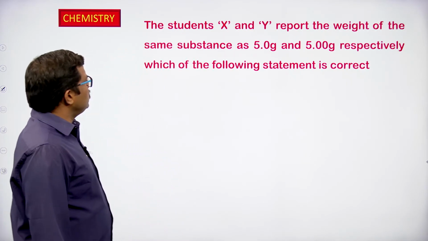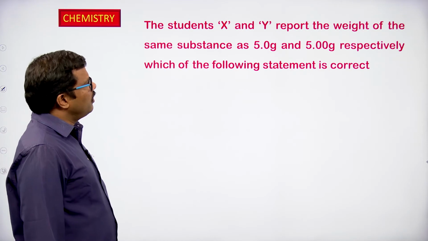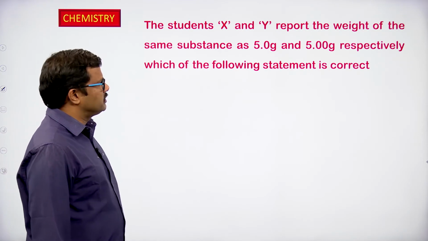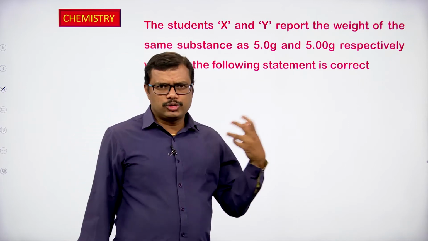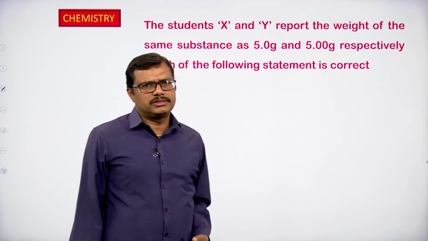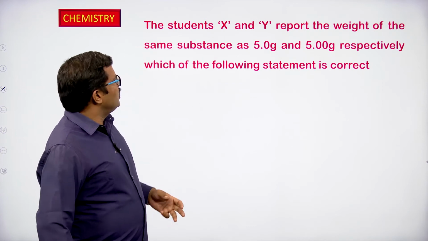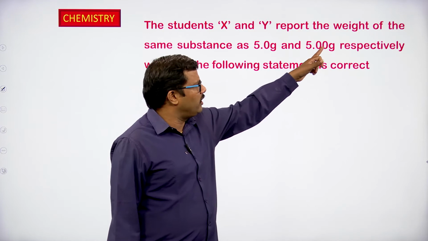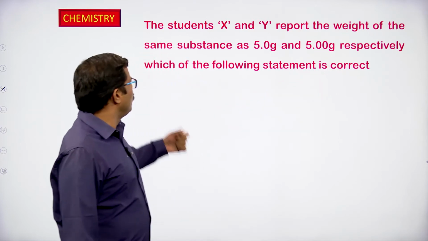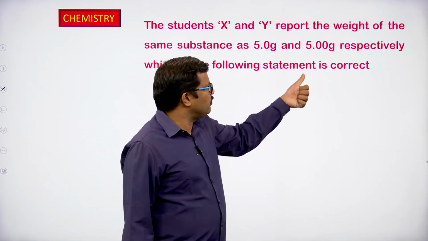Yeah, the students X and Y report the weight of the same substance. One substance is given to X and Y, and they are supposed to measure the weight of that substance. Okay. Students X and Y are reporting the weight of the same substance as 5.0 and 5.00 grams respectively. Which of the following statements is correct?